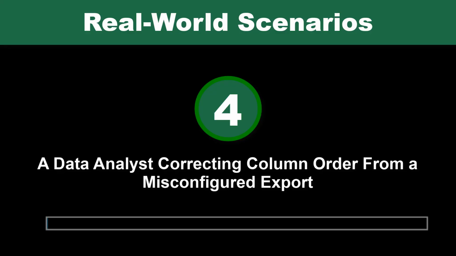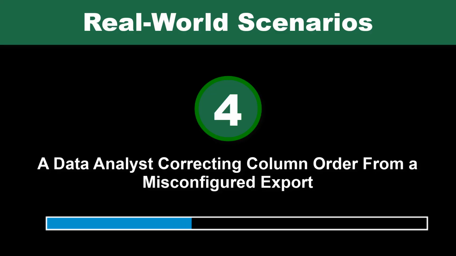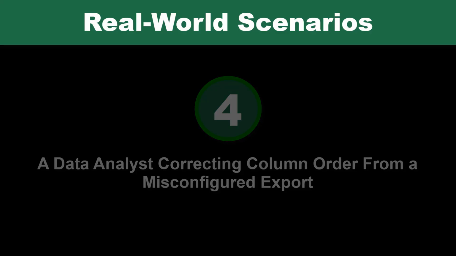A data analyst correcting column order from a misconfigured export. A data analyst received an automated export from a legacy system that output the columns in reverse chronological order, most recent data on the left, oldest on the right. Every analysis tool he used expected oldest to newest. He had to flip the column order every time a new export arrived. Reverse Horizontal became his standard first step after each export. One click produced the correctly ordered dataset on a new sheet, ready for analysis without any manual column shuffling.